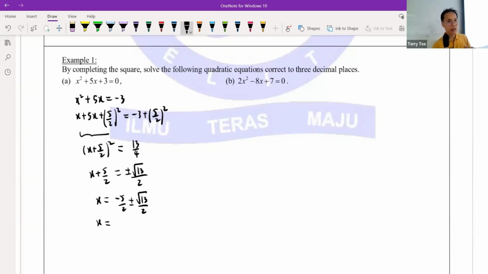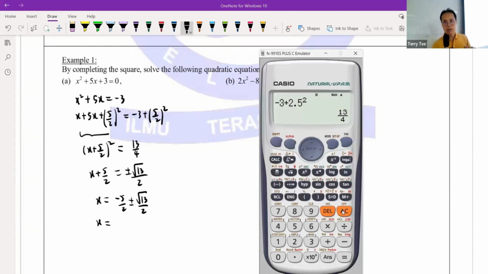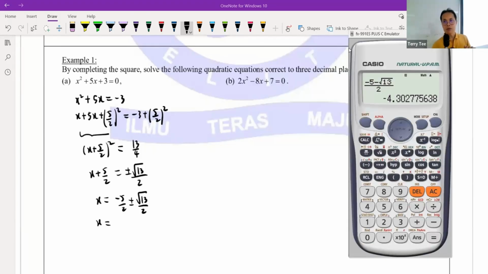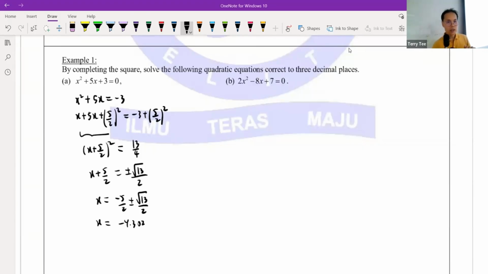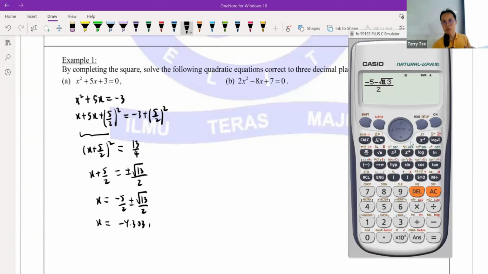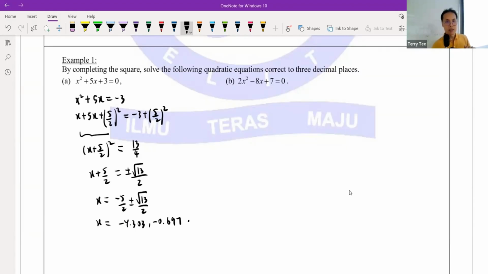We can just use our calculator and calculate. In this case, I'll show you here. This is -5. I can just add together in one shot because they have the same denominator, right? -13 divided by 2, and there you go, -4.303, to 3 decimal places. All right, and for the second one, just change the minus here to plus, and you will get -0.697. They are both negative answers.